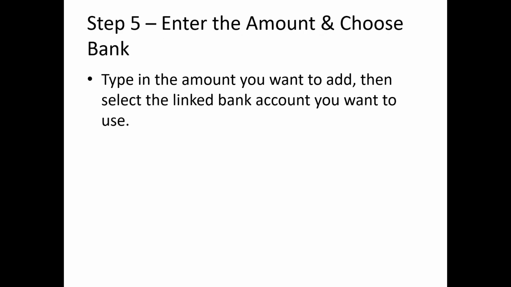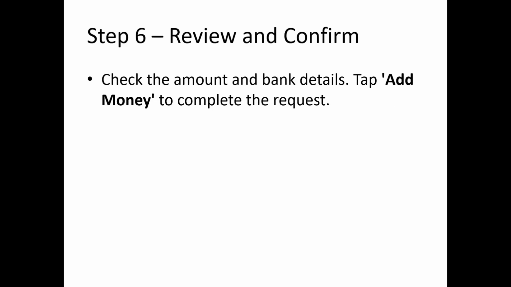A menu will appear, and from here, choose the option Add Money to begin transferring funds. Enter the amount you want to add to your Venmo balance, and then select the linked bank account you wish to transfer from. Carefully review your transfer details, and if everything looks correct, tap Add Money to confirm the transaction.